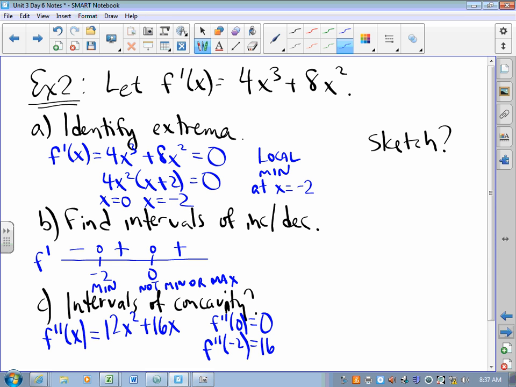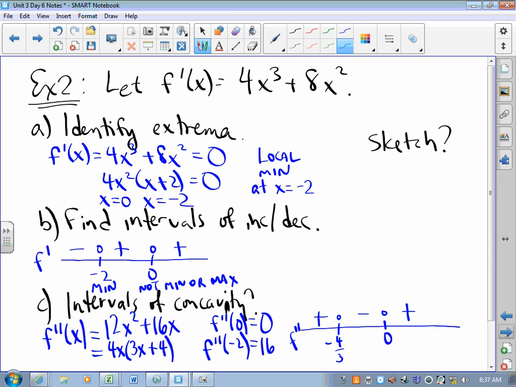Intervals of concavity, well, if I were to factor like so, we would figure out that at x equals 0 and at x equals -4/3, we have the possibility of inflection points. And sure enough, both of those are inflection points because the second derivative changes sign at those places. F double prime changes sign at x equals -4/3 and at x equals 0. And therefore, we have inflection points on the graph of f at -4/3 and at 0.